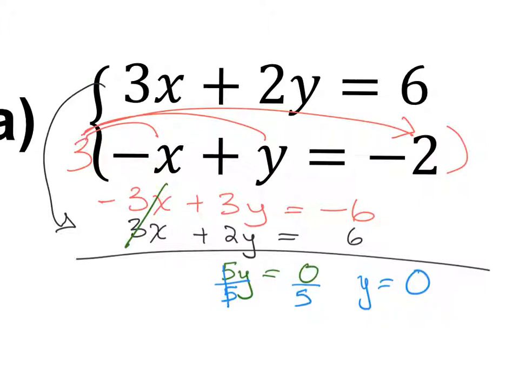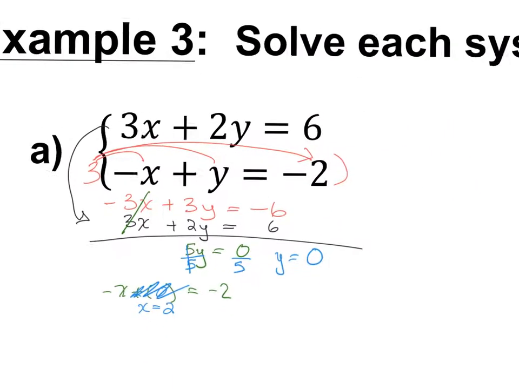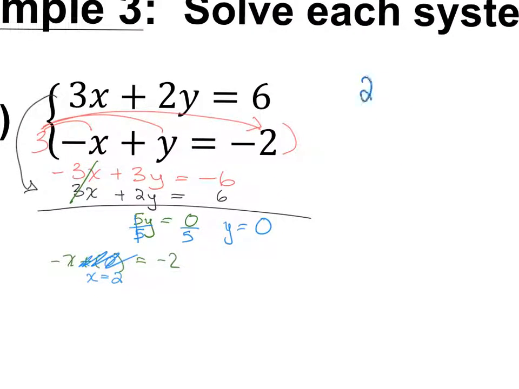It doesn't matter. You get to choose which one you want to plug it into. I'm going to plug it into the bottom one. Negative x plus y is equal to negative 2. Put the 0. Negative x plus 0 is just negative x. So if negative x is equal to negative 2, then x must equal positive 2. So my proposed point is x 2, comma, y 0.